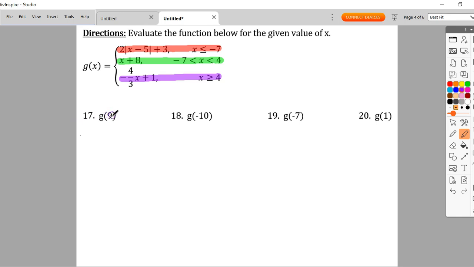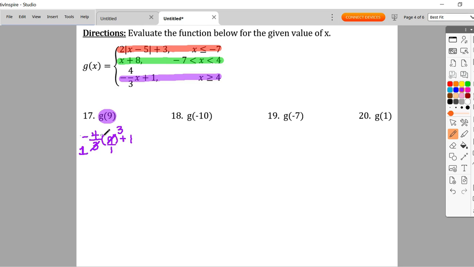For 17, g of 9 is what is given. The x value is 9, so that's definitely greater than or equal to 4, which is going to be my purple. Negative 4/3, I replace the x with a 9 plus 1. I now am going to help myself by putting 9 over 1. I cancel out my 3 because when I divide 3 by 3, I get 1. And I cancel out my 9 because when I divide that 9 by the same 3 value, when I'm crossing here to simplify, I get 3.